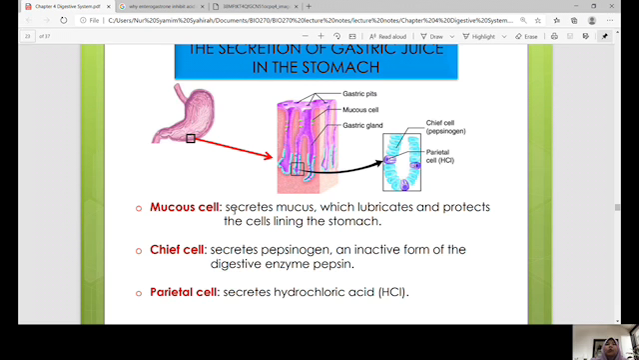Let's see the function of each component. The mucus cell, the green color, functions to secrete mucus. This mucus lubricates and protects the cell lining in the stomach. The chief cell secretes pepsinogen, which is an inactive form of the digestive pepsin enzyme. And the parietal cell will secrete the hydrochloric acid.